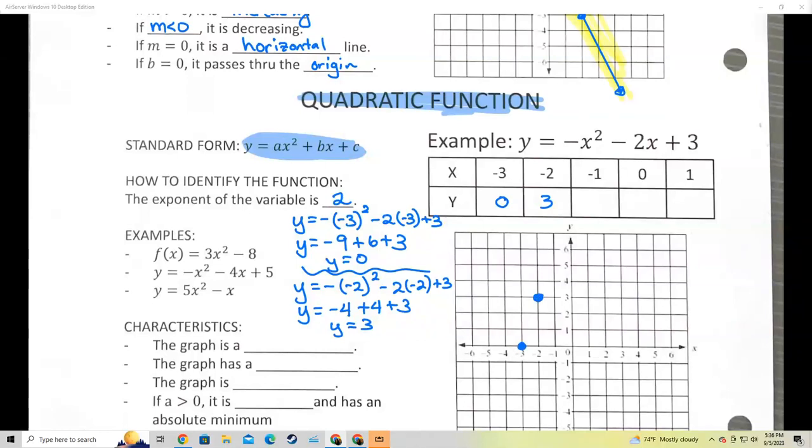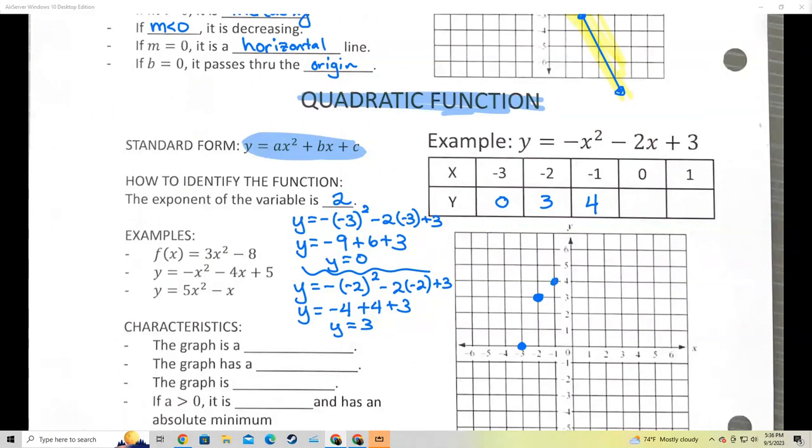Hopefully that made sense and you'd be able to do the rest of them. Let me just go ahead and give you those numbers to save time. When I substitute a negative 1, the answer I get is 4. So negative 1 comma 4 on my graph.